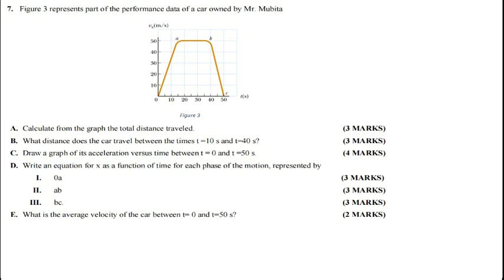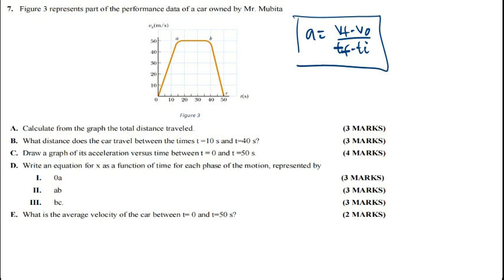Now, I'm going to go direct to how do you find the acceleration? So acceleration is given by V final minus V initial divided by time. Time is basically the same as T final minus T initial. That is how we are going to find the acceleration.